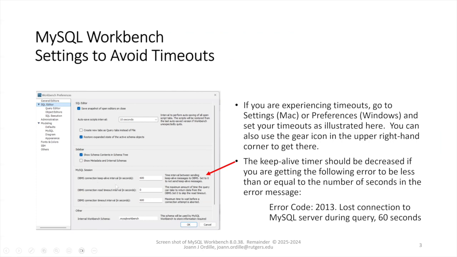One is the keep alive interval. This means how often MySQL Workbench will send a keep alive message to the server. If you are getting something like lost connection to MySQL server, then you want the keep alive interval to be smaller. So I got one that was for about 60 seconds, meaning that after 60 seconds it timed out. So I lowered the timeout to 60 and I averted having this timeout again.